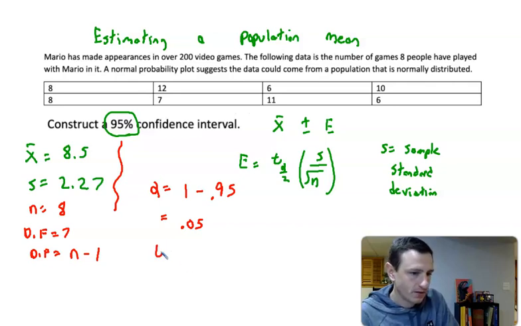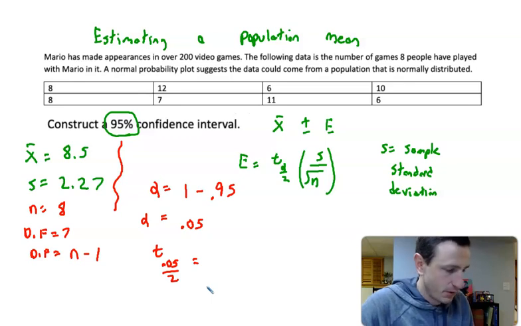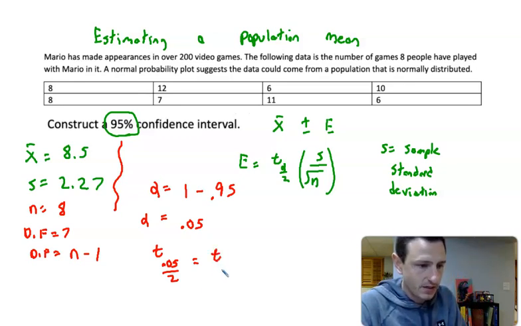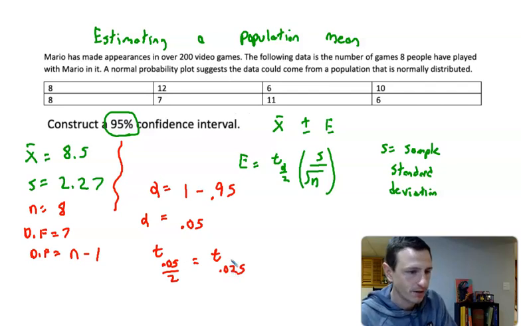So we want t sub 0.05 divided by 2, t sub alpha divided by 2. We calculated our alpha to be 0.05, so that comes out to be 0.025. So we want t sub 0.025. The area in the right tail when we go to our t-distribution is going to be 0.025, and the degrees of freedom is going to be 7. This tells me which column to be looking in, and this tells me which row.